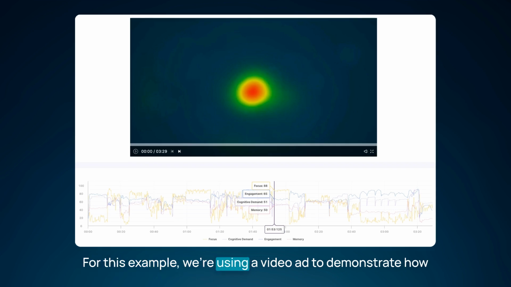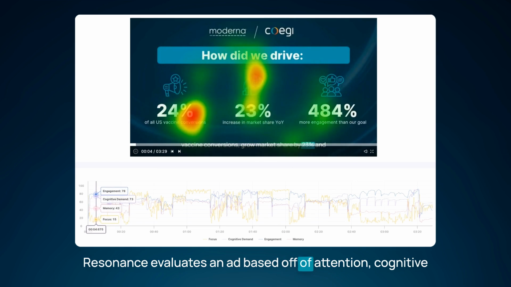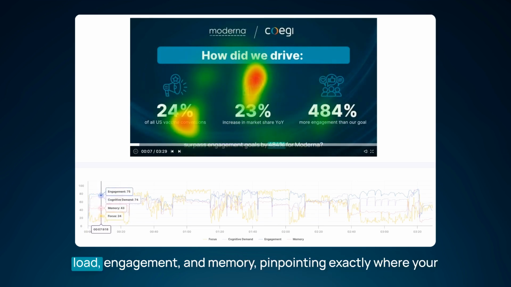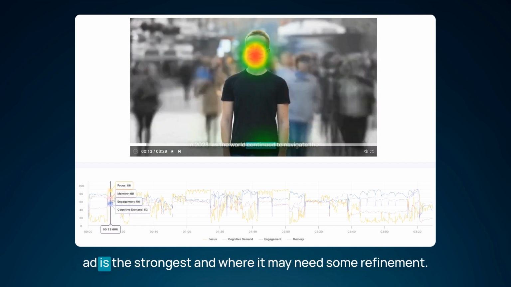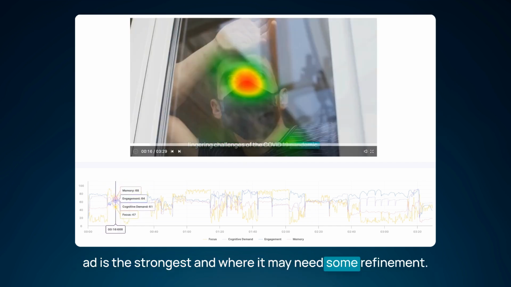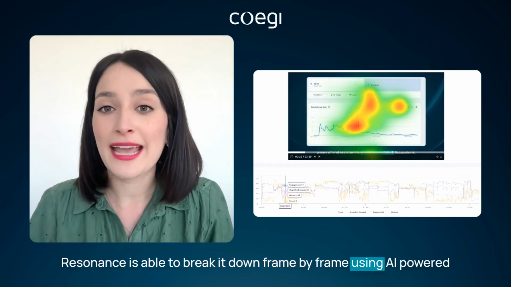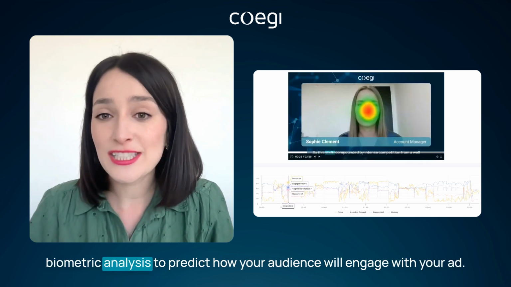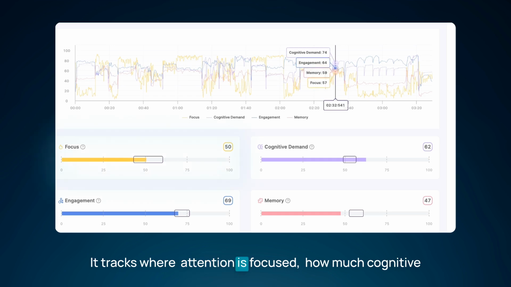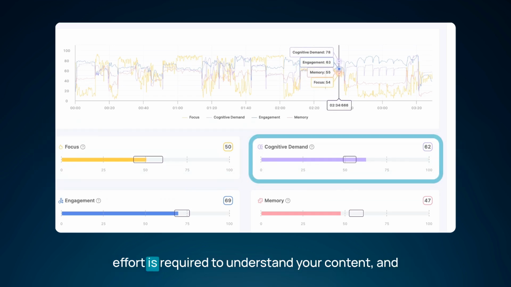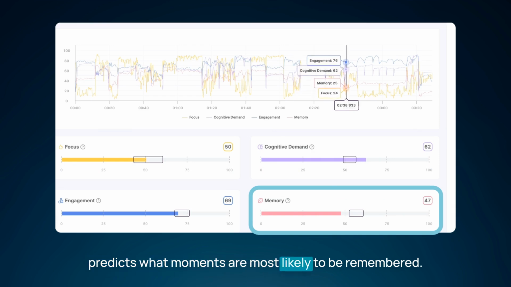For this example, we're using a video ad to demonstrate how Resonance evaluates an ad based off of attention, cognitive load, engagement, and memory, pinpointing exactly where your ad is the strongest and where it may need some refinement. Resonance is able to break it down frame by frame, using AI-powered biometric analysis to predict how your audience will engage with your ad. It tracks where attention is focused, how much cognitive effort is required to understand your content, and predicts what moments are most likely to be remembered.